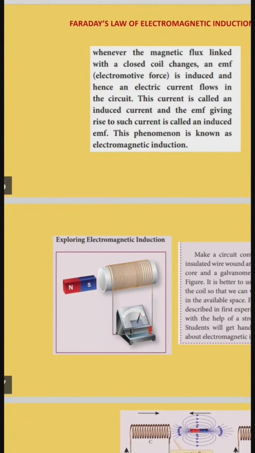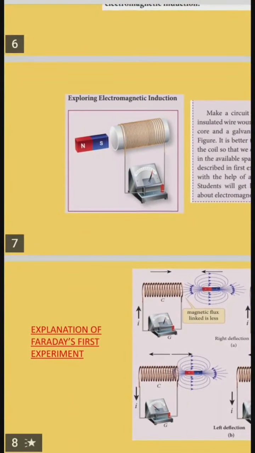Next one, activity. Do that. And then the explanation of Faraday's first experiment. When the bar magnet and the coil approach each other, the magnetic flux linked with the coil increases. So this increase in magnetic flux induces an EMF and hence a transient electric current flows in the circuit in one direction. Figure A.